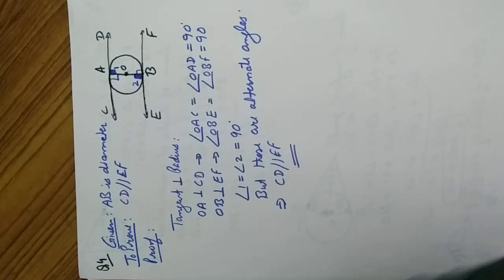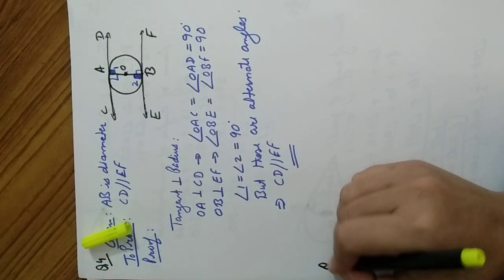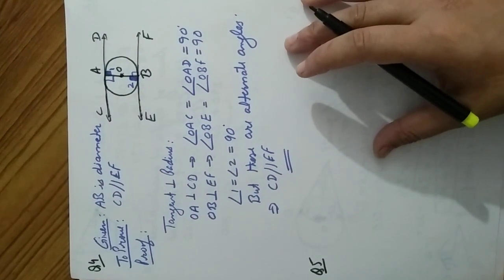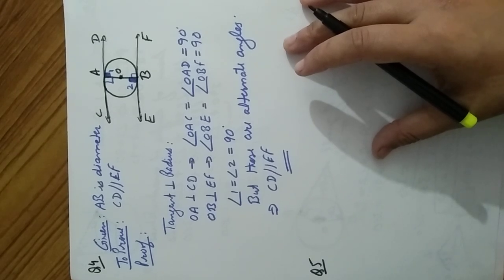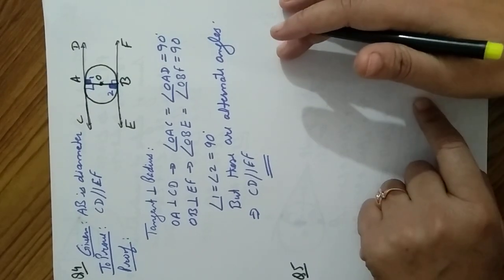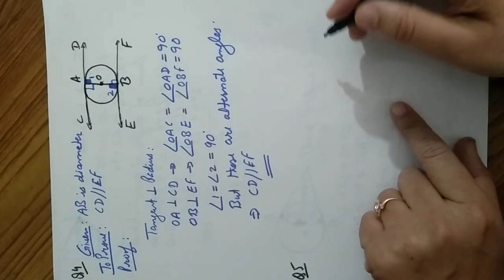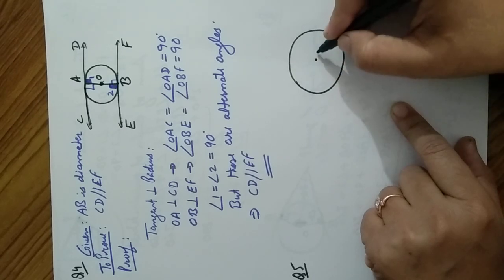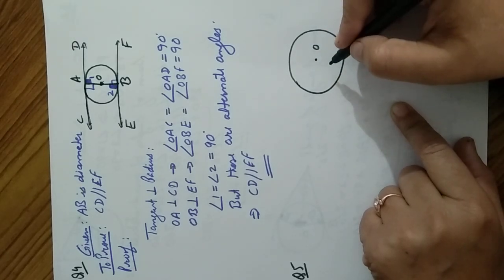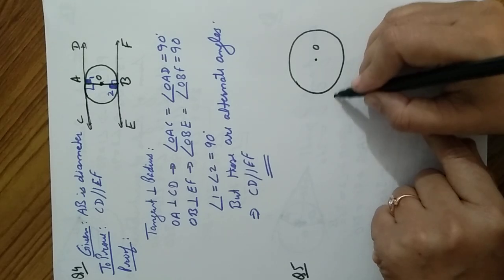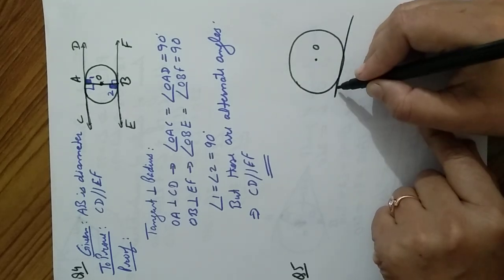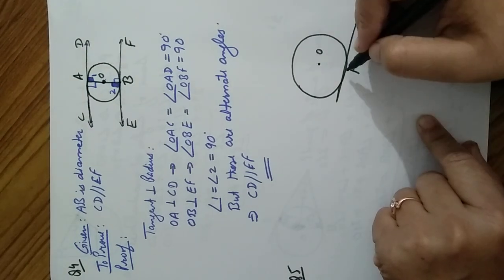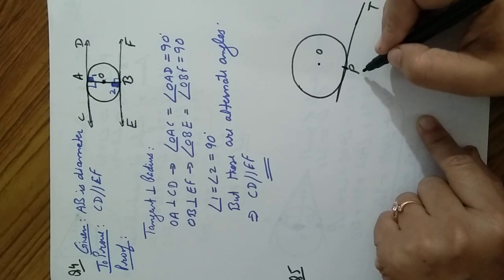Now the next question is question number 5. The statement is: prove that the perpendicular at the point of contact to the tangent to a circle passes through the center. So again we have to prove this. We will draw the circle. Okay, this is point O. There is a perpendicular at the point of contact of the tangent. We will draw the tangent here. Let us suppose PT is my tangent. The perpendicular is drawn at the point of contact. The point of contact is here, P.